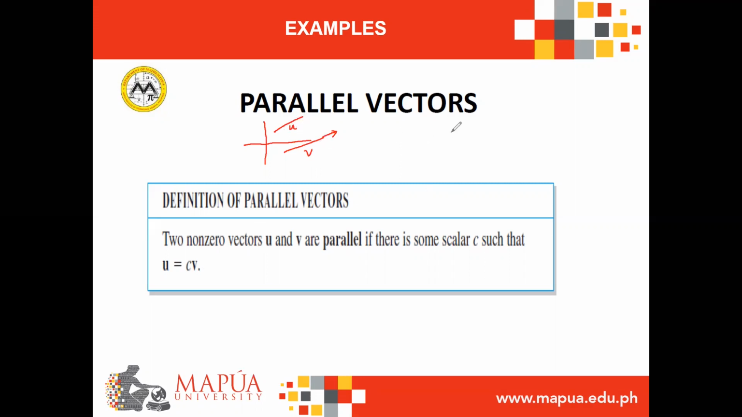vector v. We can also represent parallel vectors in three-dimensional space. So we have this as the xyz axis. Then we have our two vectors, vector u and vector v. So we can say that these two vectors again are parallel.